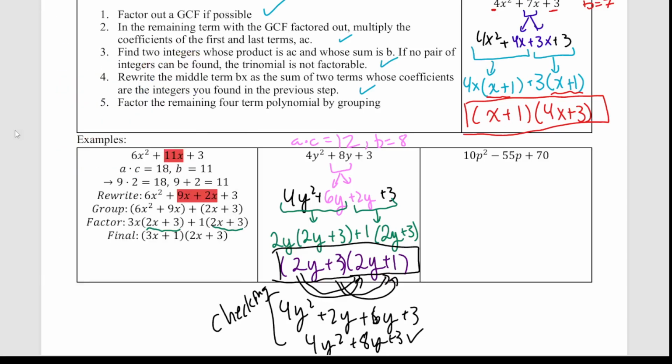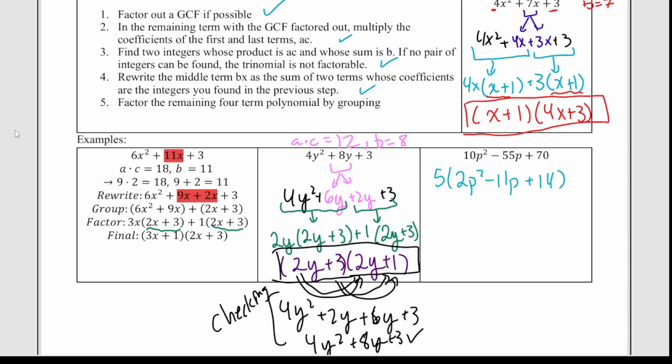For the next one, I hope that you factored out a greatest common factor first, which in this case was 5. 10p squared divided by 5 is going to leave us with 2p squared. Negative 55p squared divided by 5 will leave us with negative 11p. 7d divided by 5 is going to leave us with, I am blanking, that would be 12. No, it's not 12. I'm a liar. It's 14, right? Let's actually just do that to the side. 5 goes into 7 one time. 7 minus 5 is 2. Drop down the 0. 5 goes into 20 four times. So yes, it's 14. We're good to go.